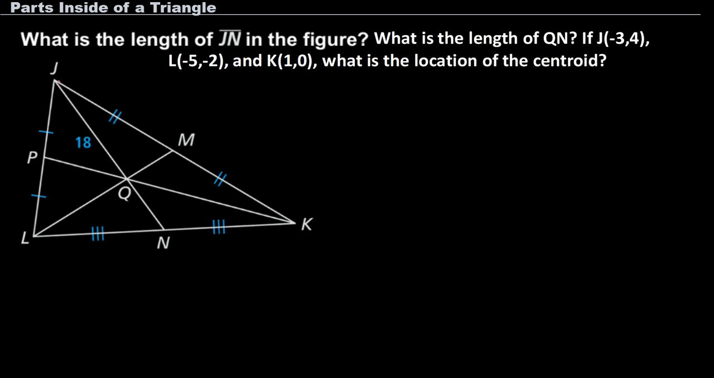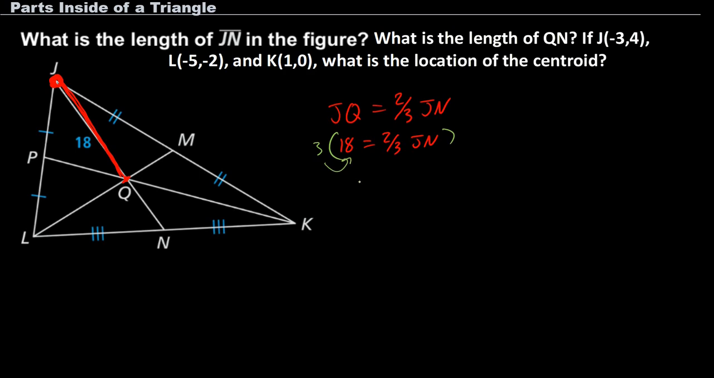So JN. If we have this length right here, JQ, this segment here, because it's going from the vertex to the center, JQ is equal to 2/3 of the JN length. Now, we know what JQ is, it's 18. So 18 is equal to 2/3 JN. And from here we can solve. If we are dividing by 3 like this fraction is telling us, we can start by multiplying this whole equation by 3.